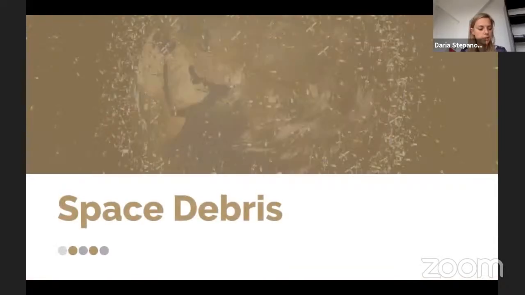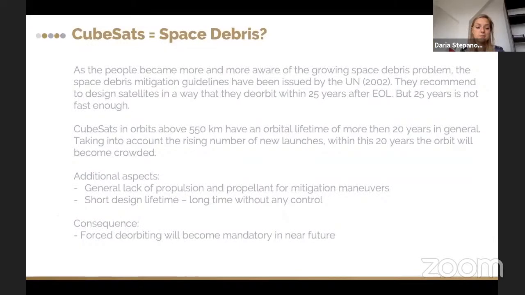And with this, we're coming to the last points of the second part of the lecture. This is connected to space debris. There have been a lot of CubeSat missions in the past, and we'll see later today how many constellations are coming and how many satellites are coming to low Earth orbit. So people are becoming more aware of the growing space debris problem.